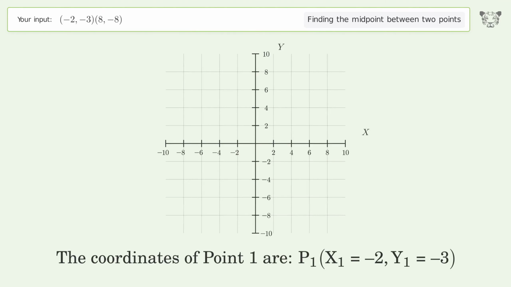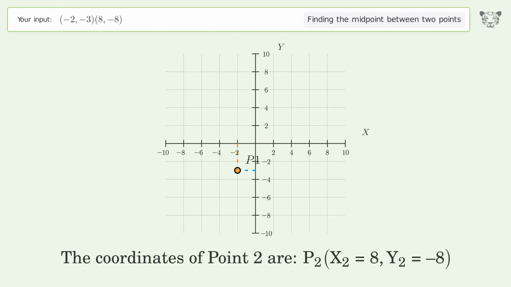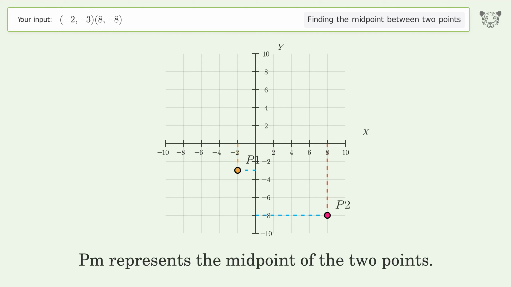The coordinates of point 1 are x1 equals -2, y1 equals -3. The coordinates of point 2 are x2 equals 8, y2 equals -8. PM represents the midpoint of the 2 points.